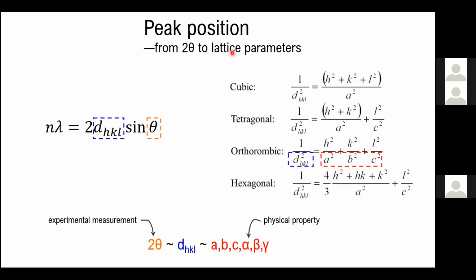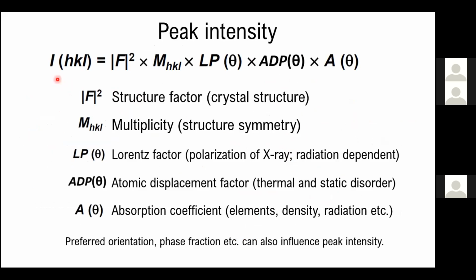And this is peak position, relating to that parameter. I think everybody understands. We do not have to spend time on this. And peak intensity: this equation is a formula that explains each specific component that contributes to the intensity we finally measure. So I think the first one is definitely the most important one. As I mentioned, this is a structure factor.